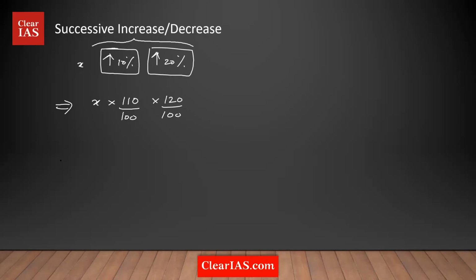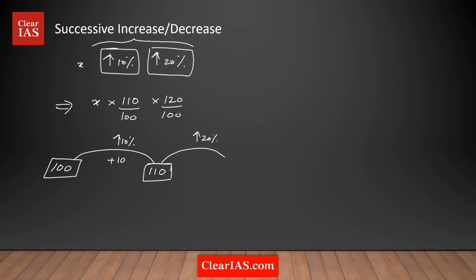One way to do it is you can assume a value. Initially, x is equal to 100. Then x is increased by 10%. What is 10% of 100? It is nothing but 10. You are adding 10 to it. Now you have 110. Now this value is increased by 20%.